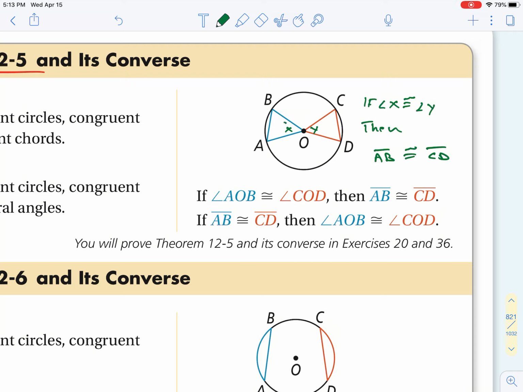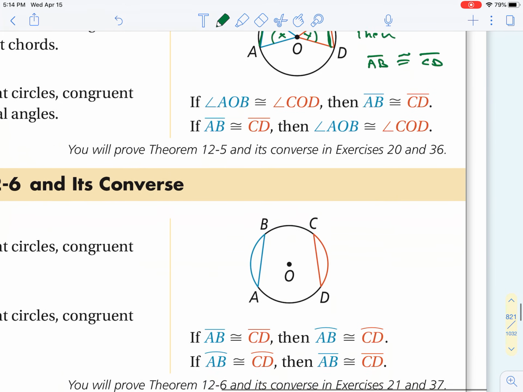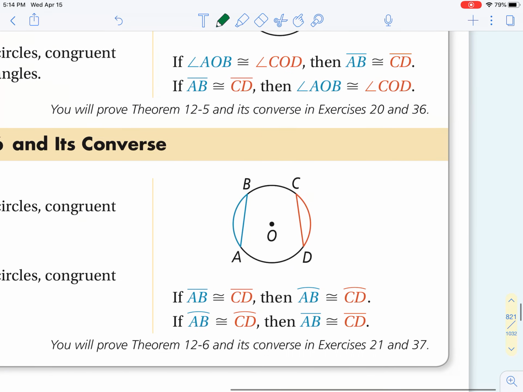So here we go. We know that those guys are the same, therefore the chords are equal to each other. And one more thing is that if you know that they are equal to each other, it should only make sense. So let's just do this as an example here.